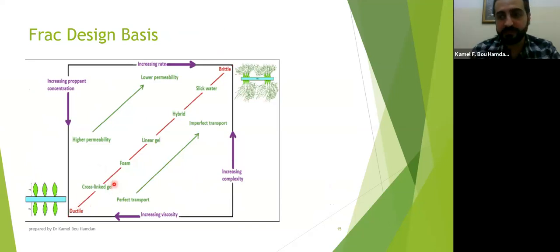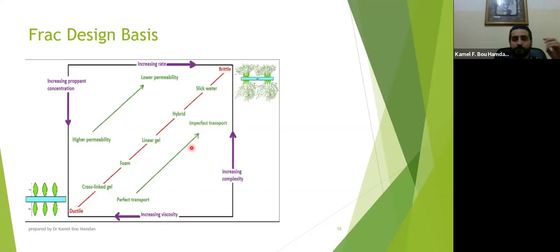use the cross-linked gel, and it's going to have a large amount of proppants as well. So lots of proppants filling our fracture, keeping our conductivity high. For brittle ones, we use slick water, and we don't really use large amounts of proppants because our fracture width is already not that large. It's kind of small, so it cannot really fill too many layers of proppants. Anything in between, we can use other kinds of fluids, so linear gel, foam, hybrid, or so on.